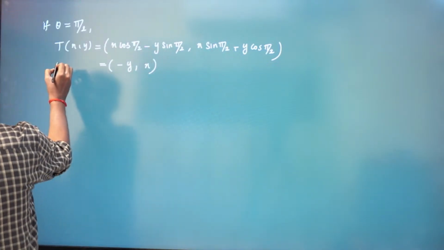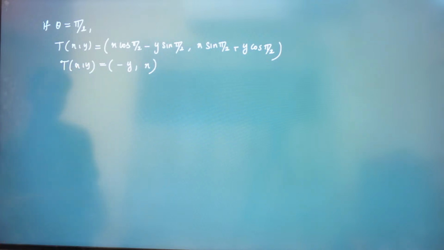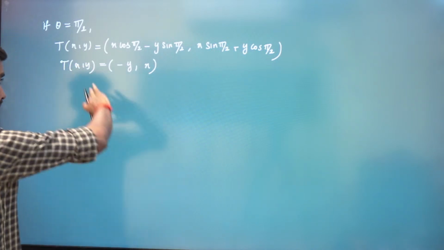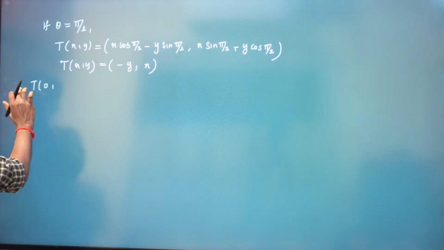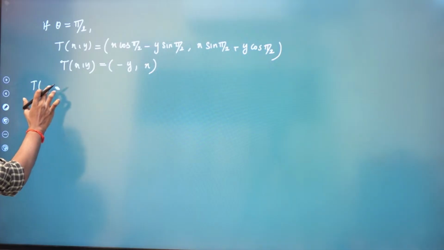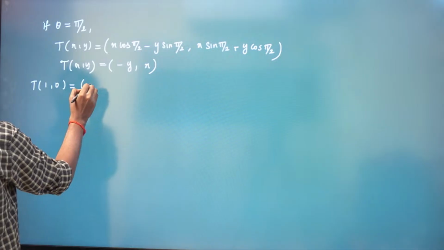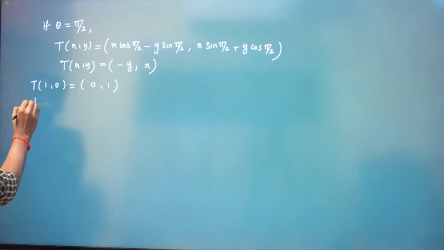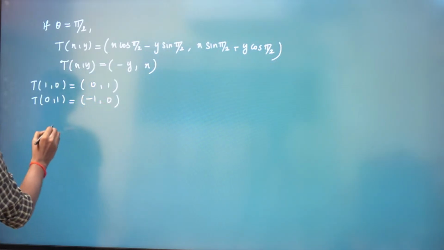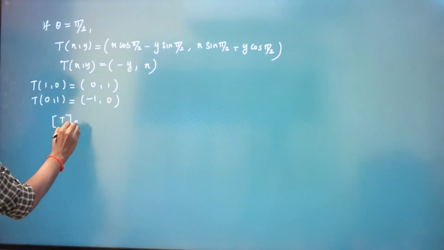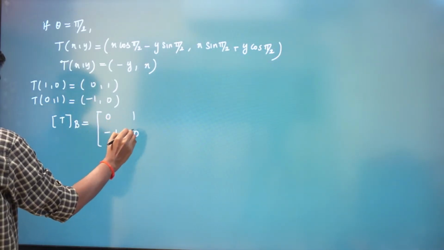So this is a new map if theta is equal to pi by 2. Now we need to prove this has no real eigenvalue. So we will find the corresponding matrix for this linear operator with respect to the standard basis. So what is T of 1 comma 0? It is 0 comma 1. And what is T of 0 comma 1? It is minus 1 comma 0. So the matrix of T with respect to the standard basis is given by 0, 1, minus 1 and 0.